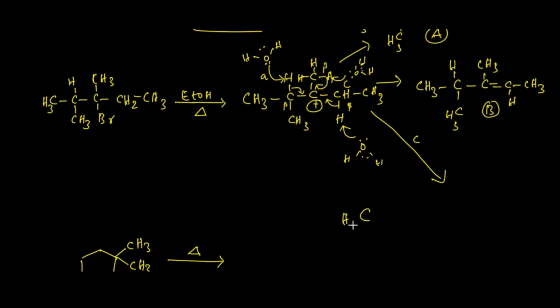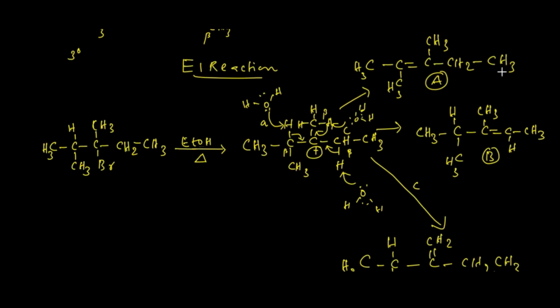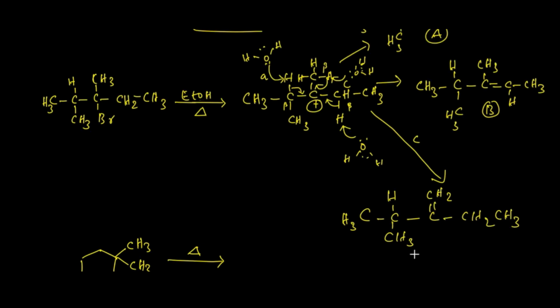Like this, CH2, this is CH2 CH3. Okay, now we get three different products. You see here, this is the A and B, and this is the C.